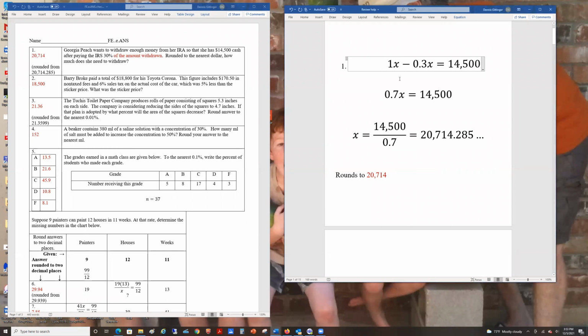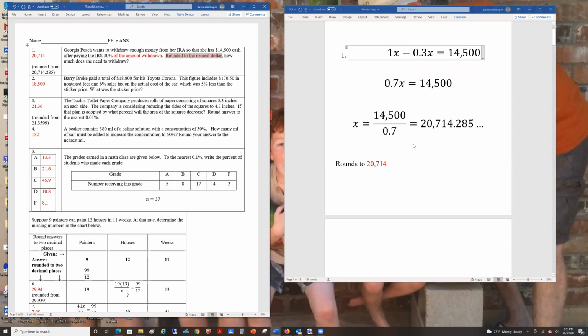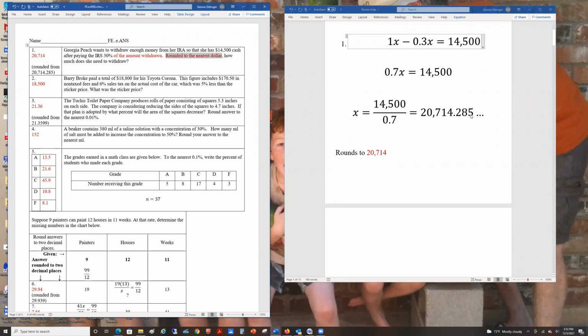to be 1X, if you take away 30% of it, you're going to be left with 1 minus 0.3, which is 0.7 or 70% of X. Therefore, you divide 14,500 by 0.7, and according to the directions, it says round it to the nearest dollar. So if you don't round it to the nearest dollar, you're going to lose points. And you can verify that with your calculator. The 2 is the only digit that determines whether or not the answer is 14 or 15.